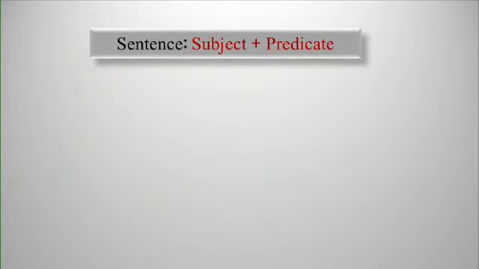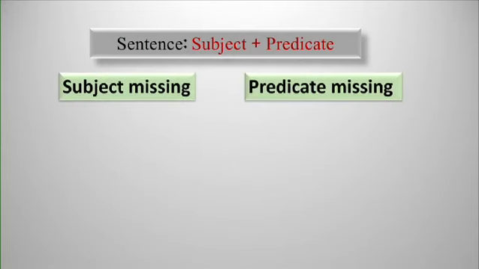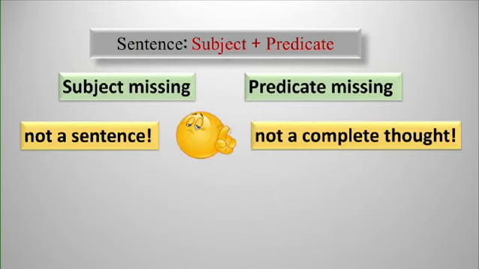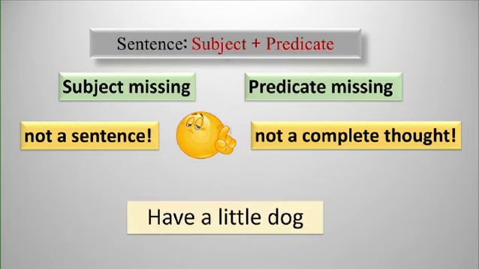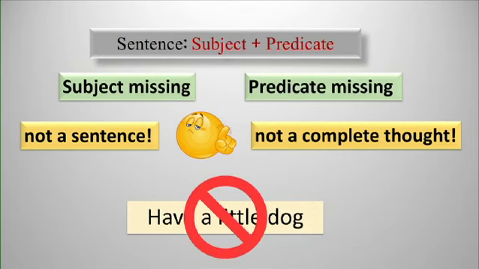If one of these two elements, that is, the subject or the predicate, is missing, then the group of words is not a sentence, as it is not a complete thought. For example, have a little dog is not a sentence, as this group of words does not have a subject. To become a sentence, you have to add a subject.